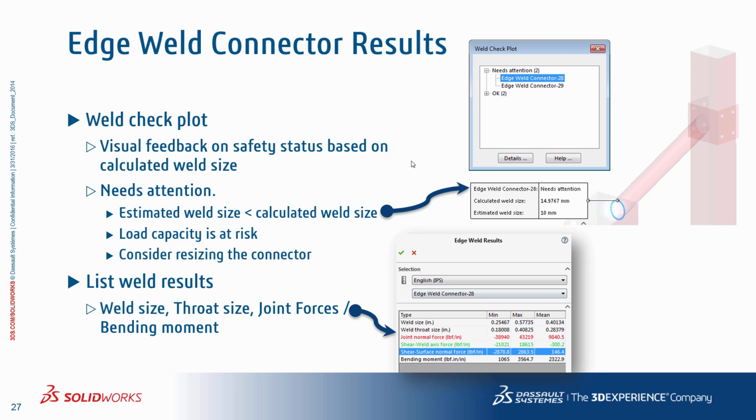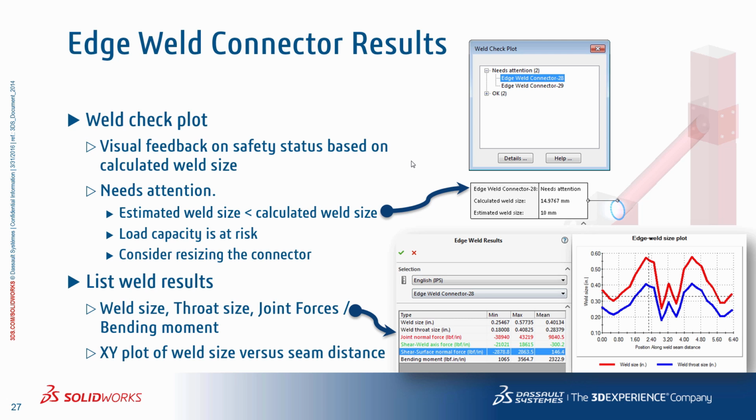You can also list the weld results, such as weld size, throat size, joint forces, and bending moment. And plus, you can create an XY graph of the weld size versus the seam distance as shown here.